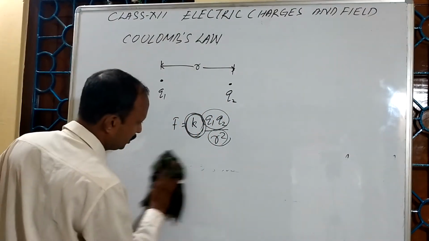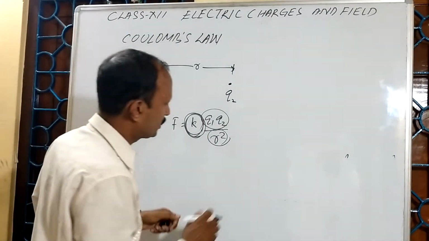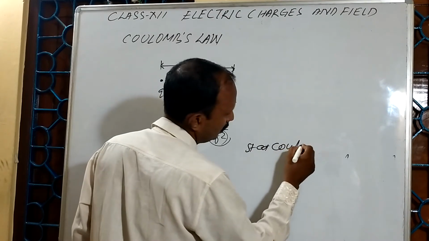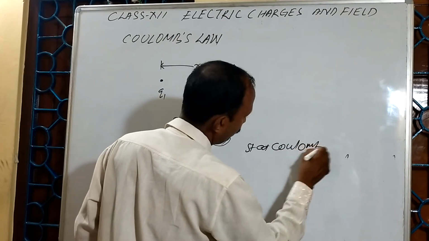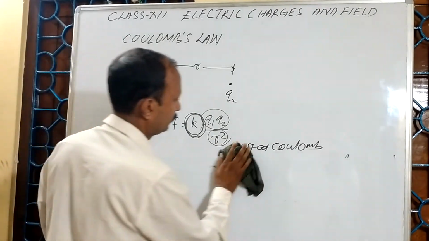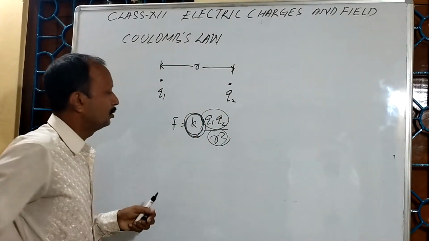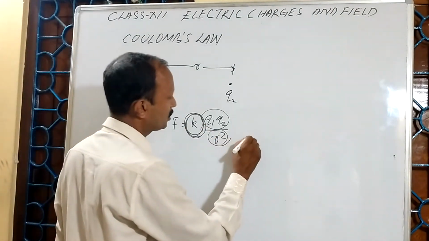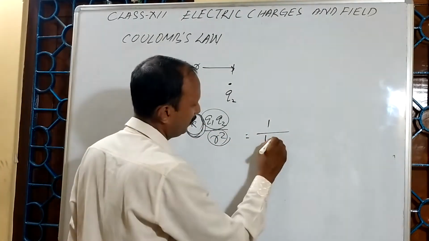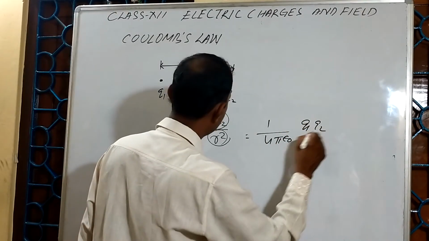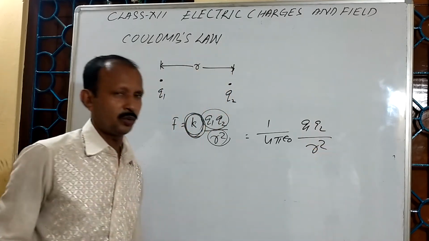What about the CGS unit? Its CGS unit is statcoulomb. Okay, so we got F equal to K into Q1 Q2 by R square. In the SI system we got 1 divided by 4 pi epsilon naught Q1 Q2 upon R square.